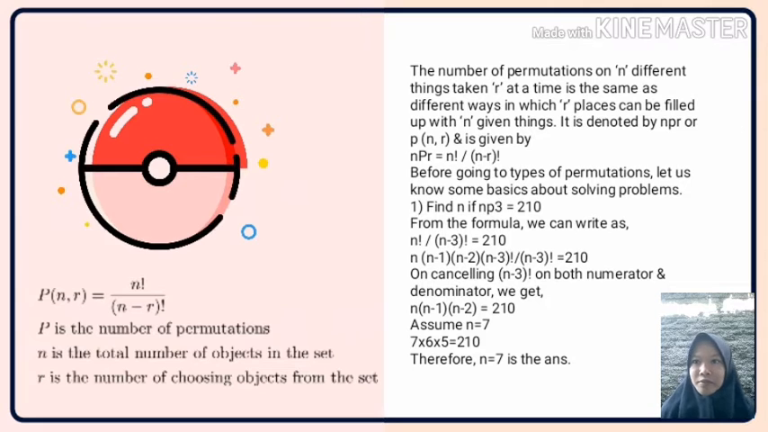We can write the permutation as P(n, r) equals n factorial divided by (n minus r) factorial. Capital P is the number of permutations. Small n is the total number of objects in the set. Small r is the number of objects chosen from the set.